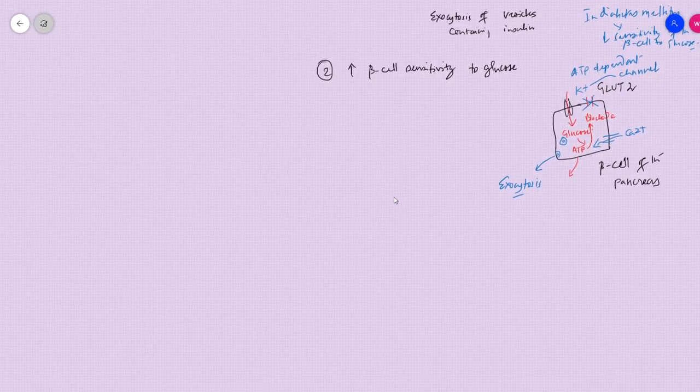So these are the two important mechanisms of action of sulfonylureas. What's important to remember here is that sulfonylureas have absolutely no effect on insulin biosynthesis.